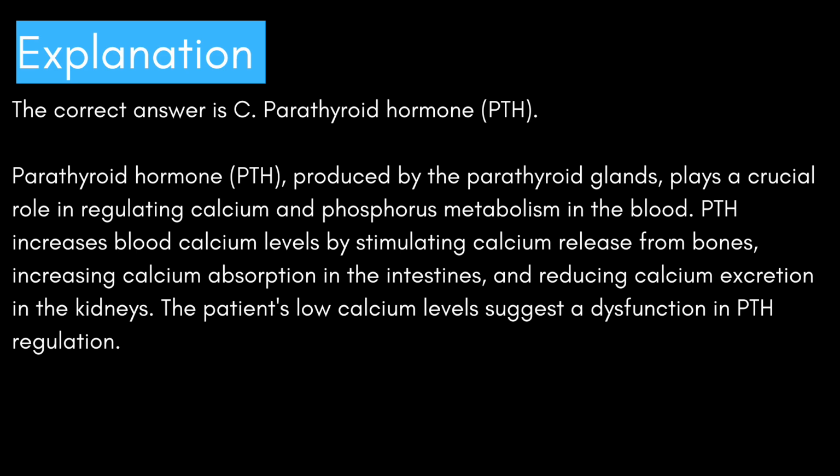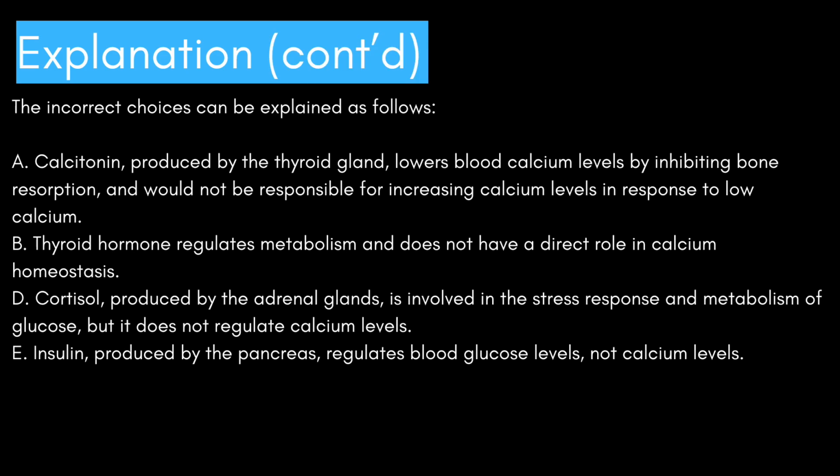All right, let's go ahead and see why the other answer choices are incorrect. The incorrect choices can be explained as follows. A. Calcitonin, produced by the thyroid gland, lowers blood calcium levels by inhibiting bone resorption and would not be responsible for increasing calcium levels in response to low calcium. B. Thyroid hormone regulates metabolism and does not have a direct role in calcium homeostasis.